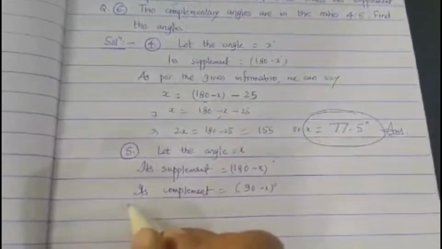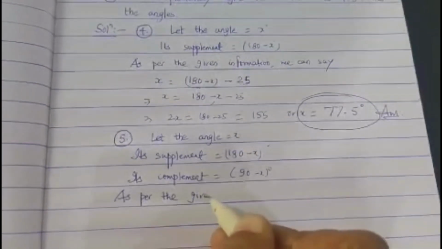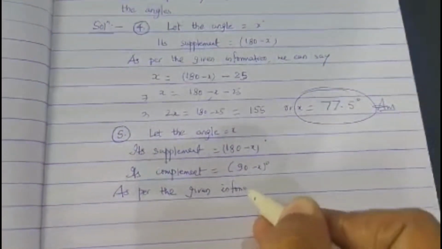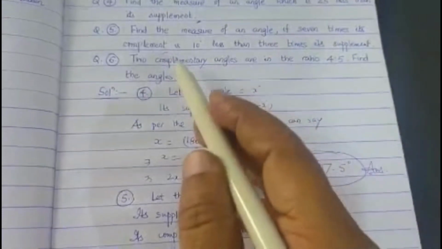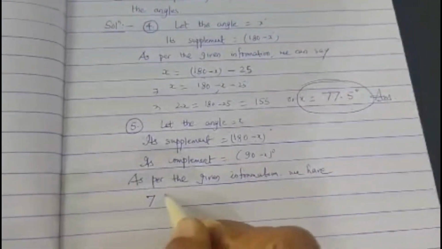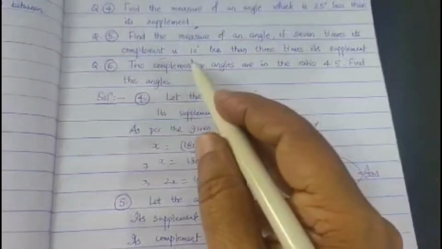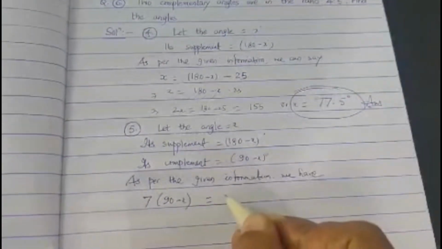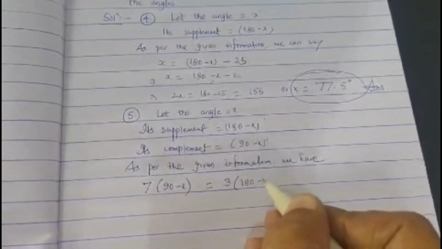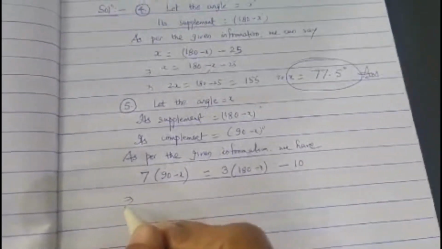Now, as per the given information, what do we have? 7 times its complement. So 7 times its complement is 7 times 90 minus x. 7 times its complement is 10 degree less than 3 times its supplement. 3 times its supplement is this one, and minus 10. Okay, 10 degree less than 3 times its supplement. Now we will solve it.